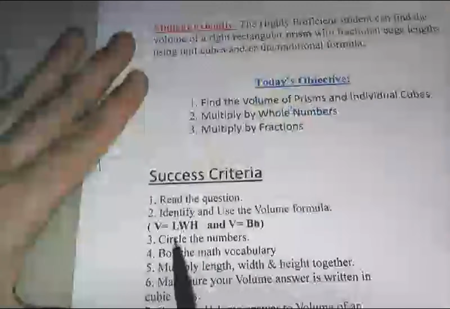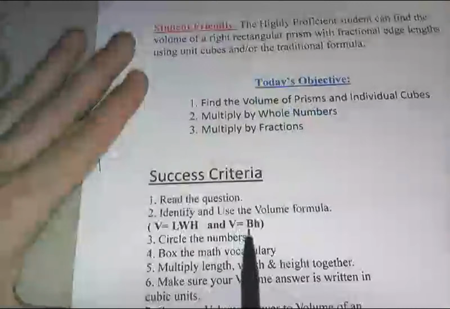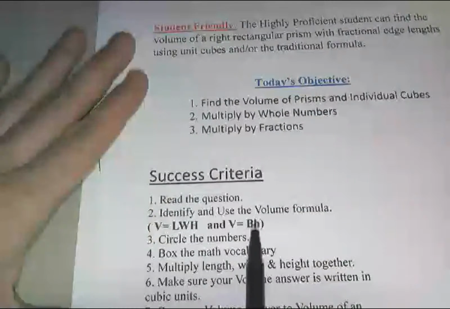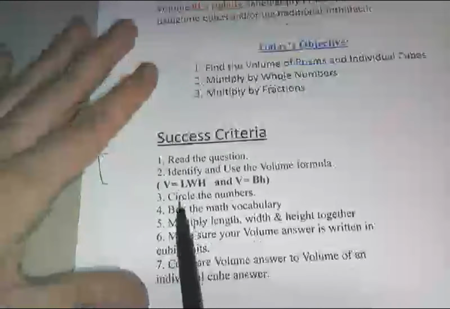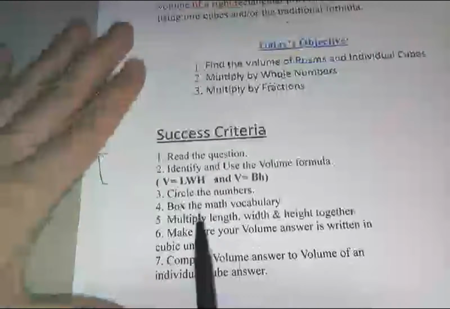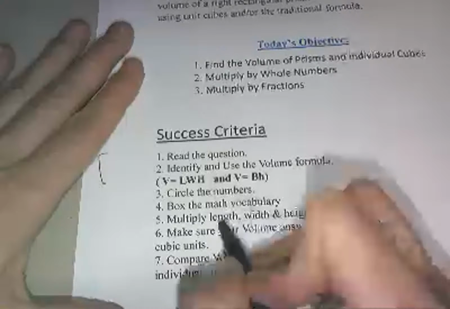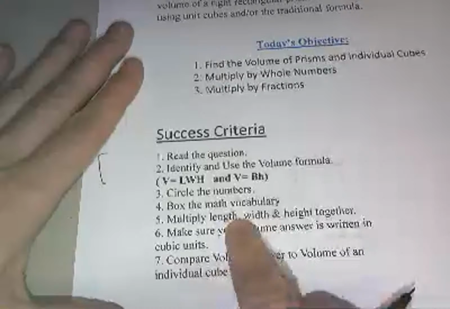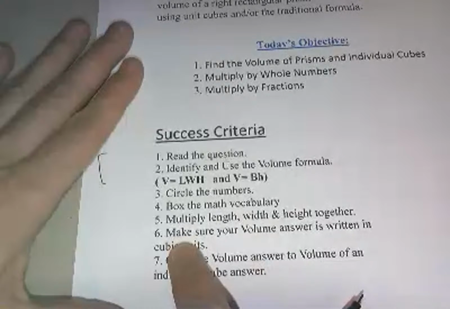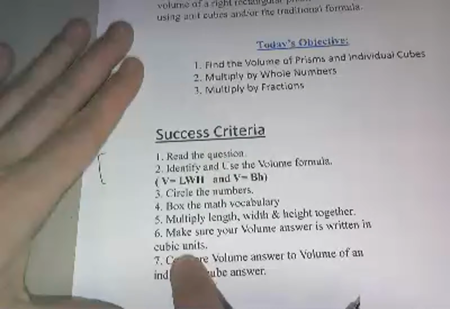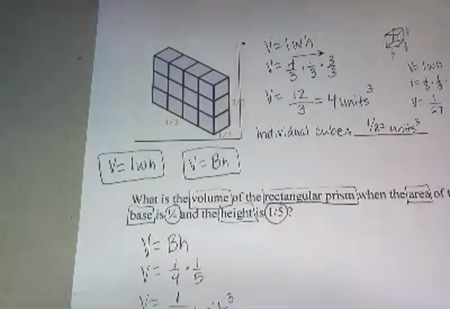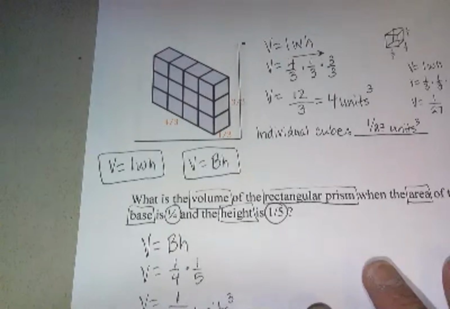So I read the question, I identify and use the volume formula. So this time around, I used volume equals base times height. Please remember that base just means the length and the width together. I did circle the numbers. I did box the math vocabulary in. Length, the width, and the height together because the length and the width this time was actually the base together, right? And we did make sure that our volume answer is written in cubic units. And let's see, and we don't have to do individual cubes for this because we did it with the other two up above.